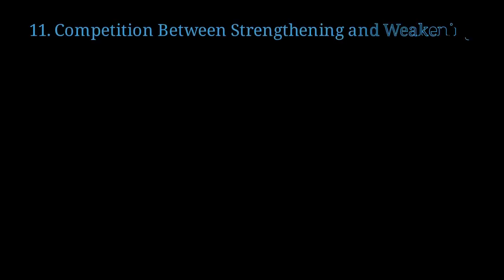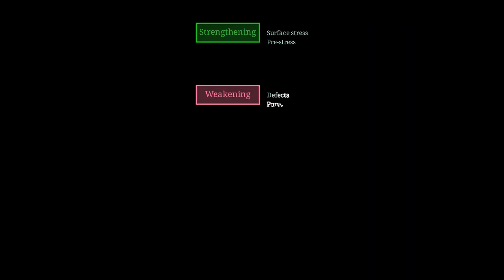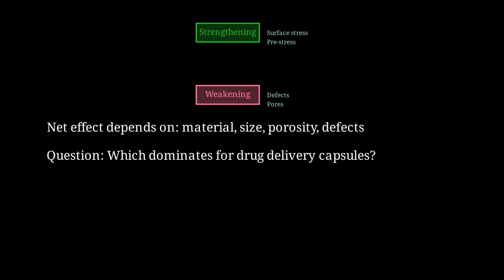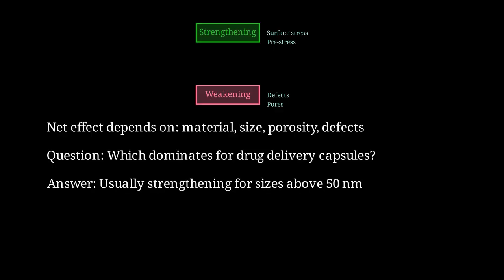At nano-scale, multiple competing effects determine whether shells are stronger or weaker than predicted. Strengthening factors include surface stress and beneficial prestress, while weakening factors include defects and porosity. The net effect depends on the specific material, size scale, degree of porosity, and defect concentration. An important practical question: which effect dominates for typical drug delivery capsules? For sizes above 50 nanometers, strengthening from surface stress usually dominates, making capsules more robust than expected.